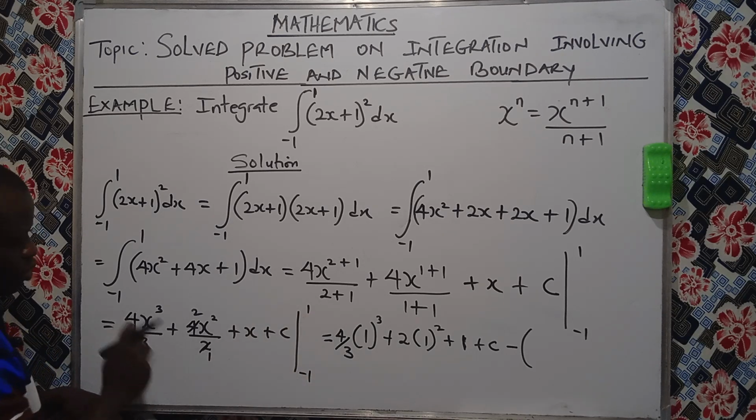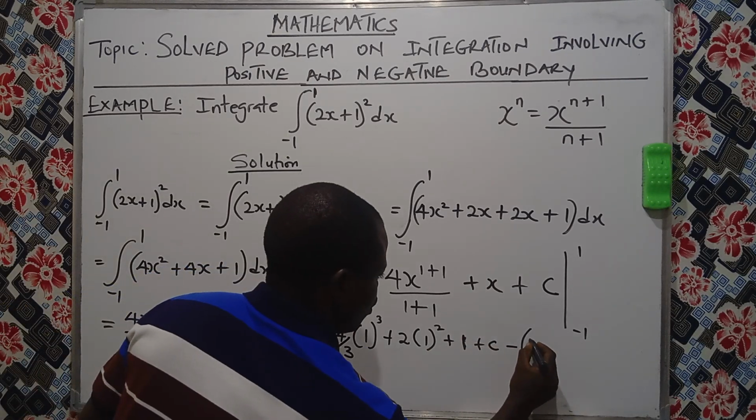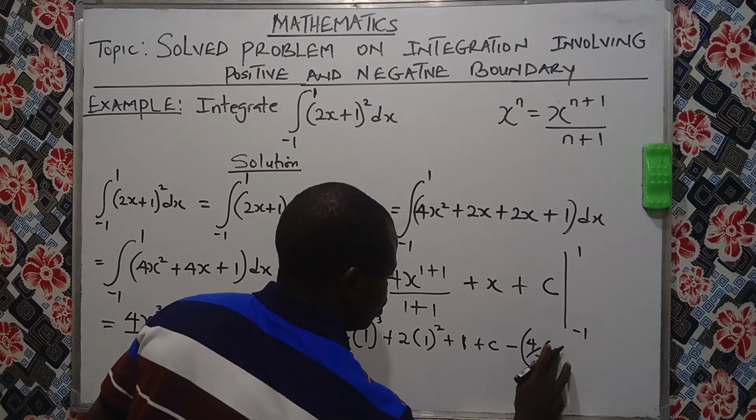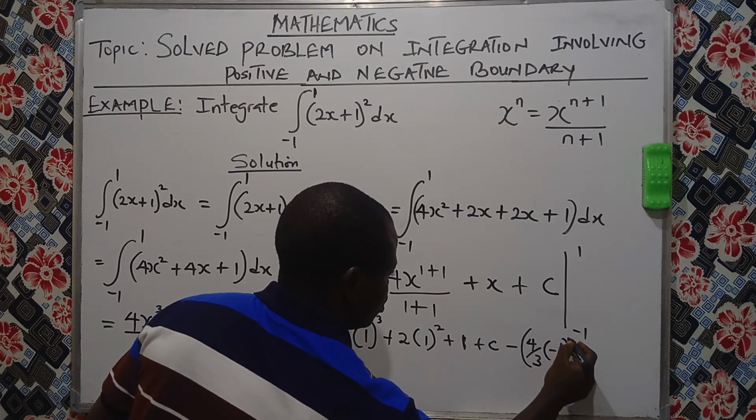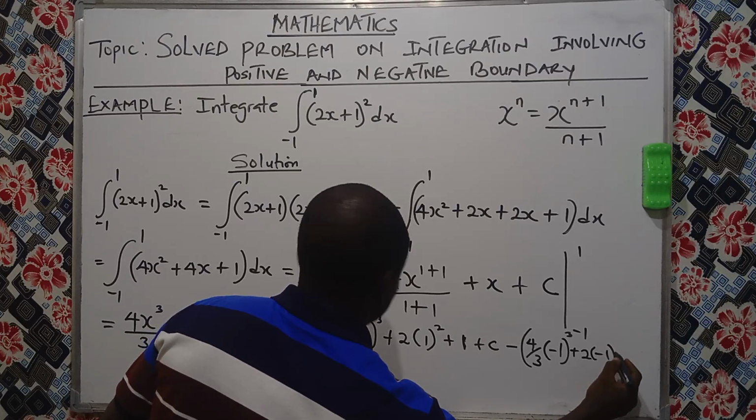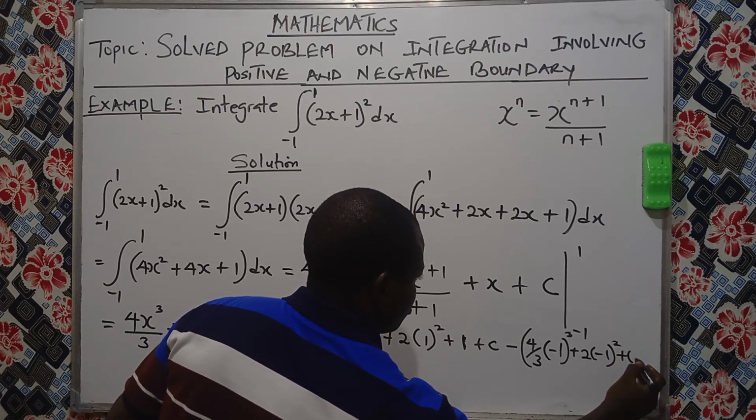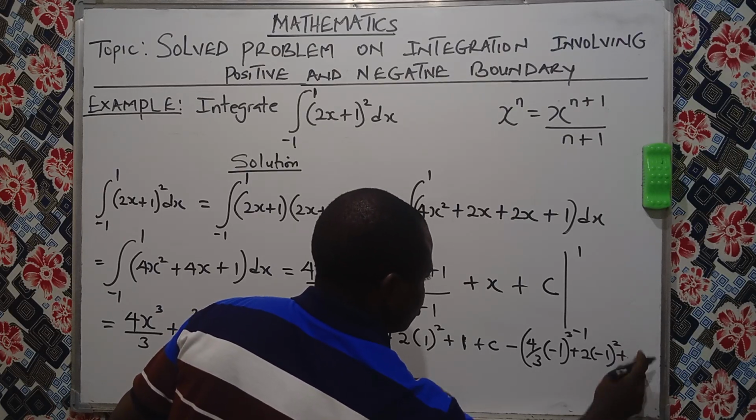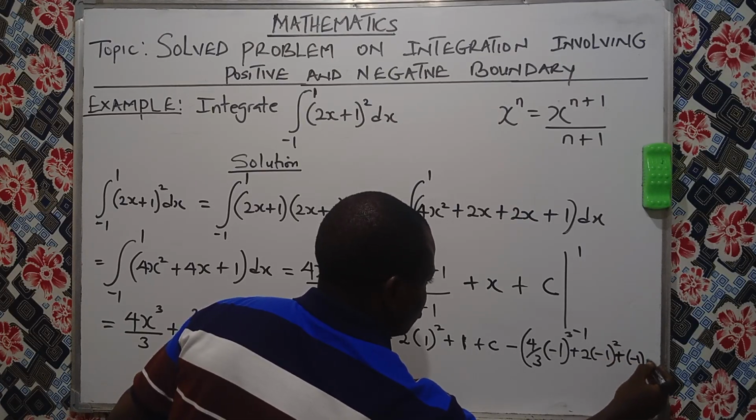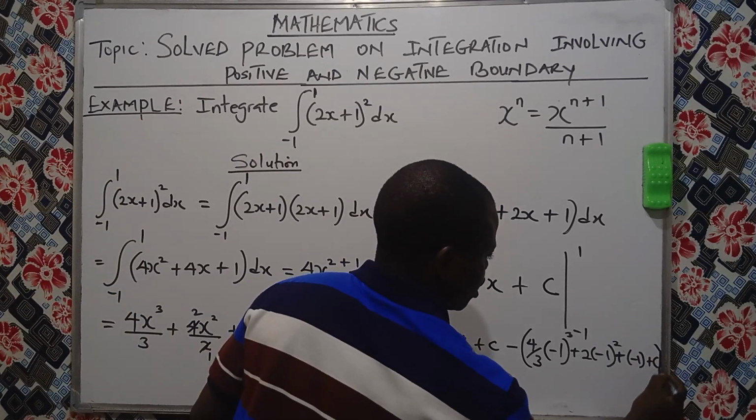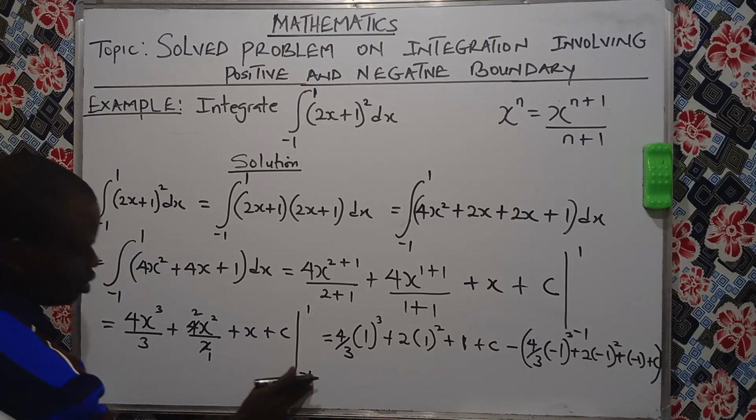Let's put -1 into x. 4 over 3 times (-1) cubed, plus 2 times (-1) squared, plus (-1), plus c. Okay, close your bracket.